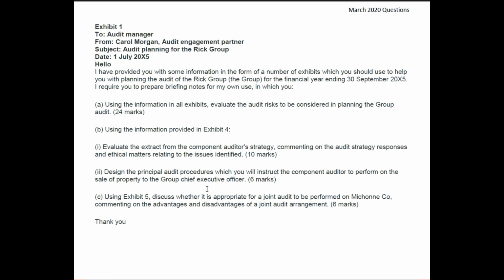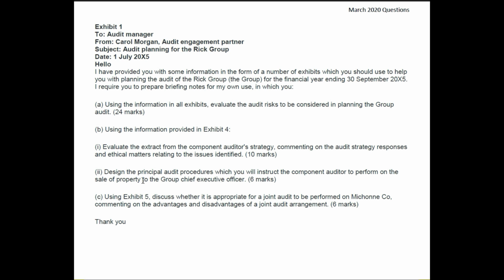From your earlier studies or from your earlier attempt of this question, you are aware that Darrell and Co. is a foreign subsidiary, right? And it is being audited by a component auditor, that is a local firm in its territory. Now, what are the audit procedures you would instruct the component auditor in this case? It's requiring specific audit procedures, right? Not generic. It's telling you to give the audit procedures on the sale of property to the group CEO.